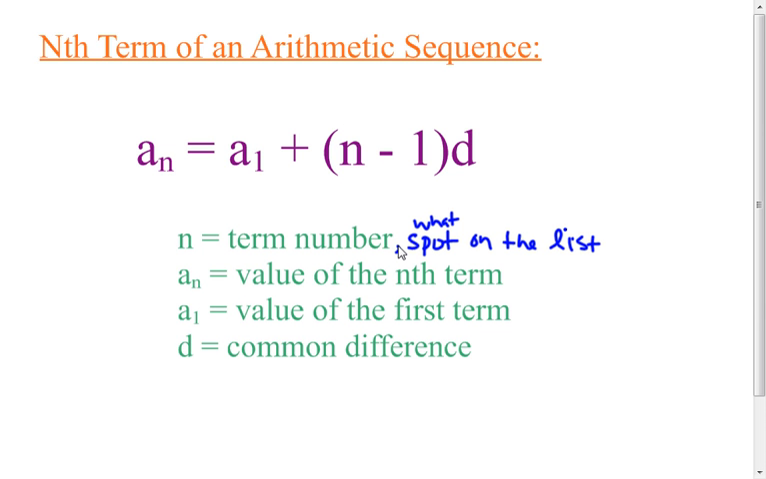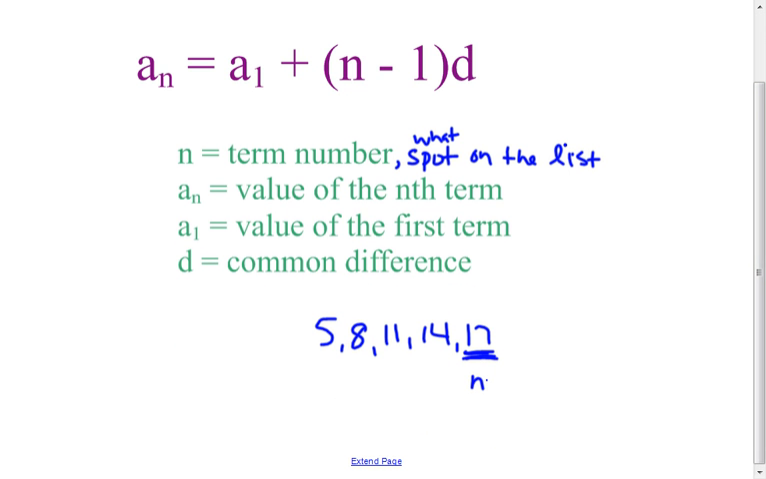Okay. AN is the value of that term. So if my list goes like this, 5, 8, 11, 14, 17, okay? This is the fifth spot on the list. So if I was looking at that number right there, N would be 5 because it's the fifth number on the list. And then A5 would be 17. 17 is the number that's plugged into that spot. Okay? A1 is the first term, and D is the common difference, or what you're adding and subtracting each time to get to the next number.